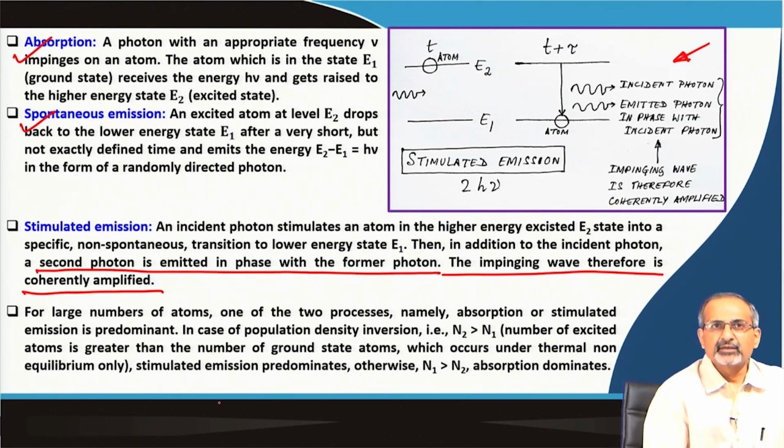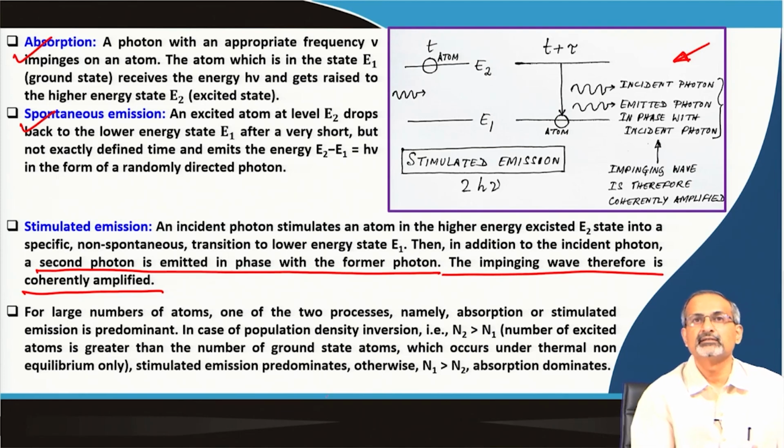So, for a large number of atoms, one of the two processes, namely absorption or stimulated emission, is predominant. In case of population density inversion, that means where you have a number of excited atoms greater than the number of ground state atoms, which of course can occur only under thermodynamic non-equilibrium conditions, you have a situation where N2 exceeds N1, and stimulated emission predominates. Whereas when N1 is greater than N2, that means the number of ground state atoms is larger than those of the excited state atoms, absorption dominates.